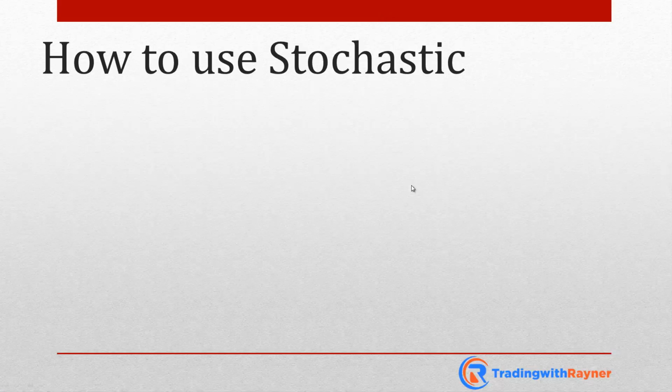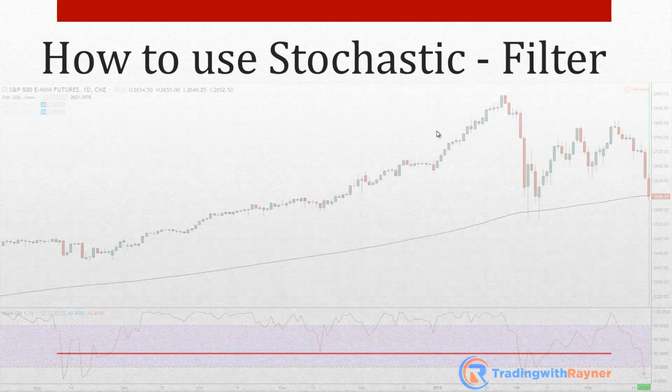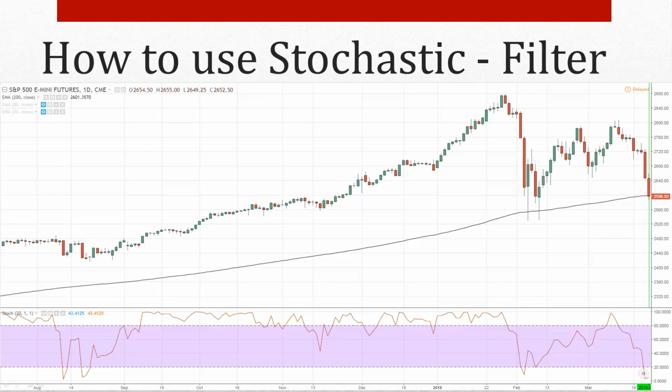So moving on, another way you can use stochastic is to serve as a filter. I'm sure you've heard the word filter before. A filter could serve as something to tell you whether you should be long or short. So how can you use the stochastic indicator to filter your trading setup? For example, this is the S&P daily time frame, and you notice that stochastic is oversold in an uptrend. So this should tell you that the market, or rather the pullback, could potentially end.